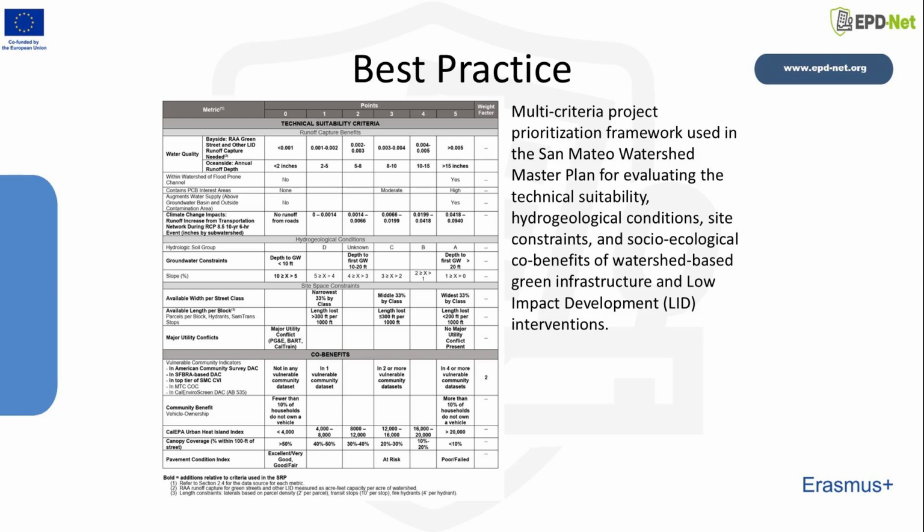The San Mateo example is presented as a best practice case showing how watershed-based interventions can be prioritized through a multi-criteria decision framework. In this project, watershed-based green infrastructure and low-impact development interventions are evaluated not only through technical feasibility, but also through hydrogeological, spatial, and socio-ecological criteria. Technical suitability includes issues such as runoff capture capacity, annual runoff depth, location in flood-prone areas, potential contribution to groundwater basins, and the ability to mitigate climate-related increases in runoff associated with transportation surfaces.